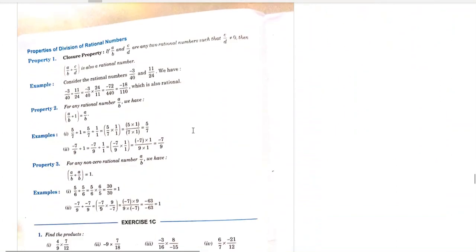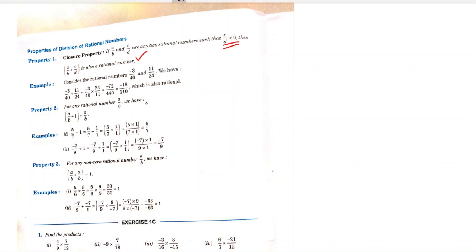There are certain properties of division as well. First is closure property. If two rational numbers are divided such that the second one should not be 0, okay? If two rational numbers are divided such that second rational number must not be 0, then their quotient, the answer of their division, will also be a rational number.